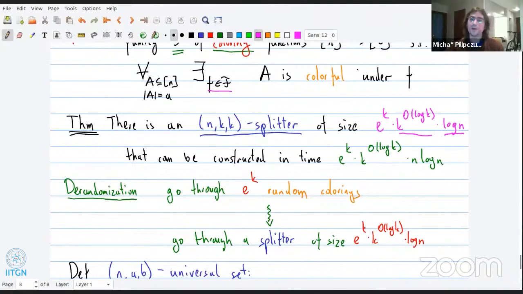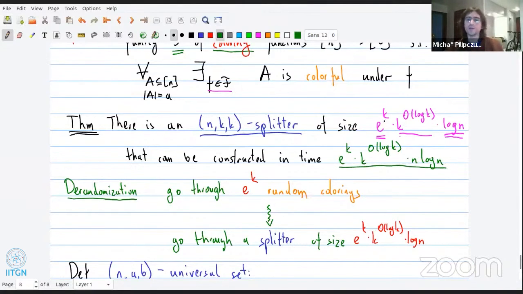And now this is reflected by the size of the splitter, which has this main term e power k, but there are also some additional terms, k power log k and a log n term, that correspond to actually working with a pseudo-random object. And this splitter can be constructed in good running time.